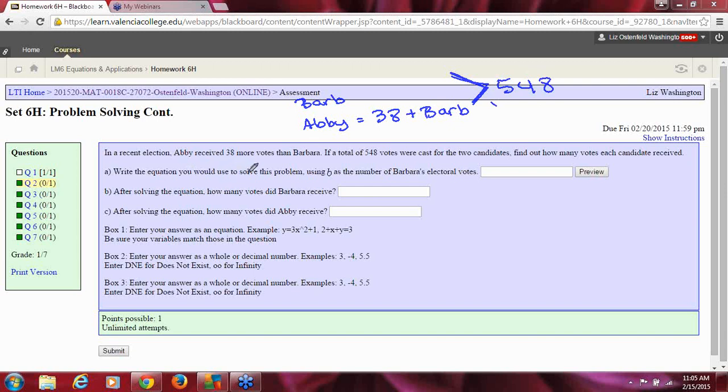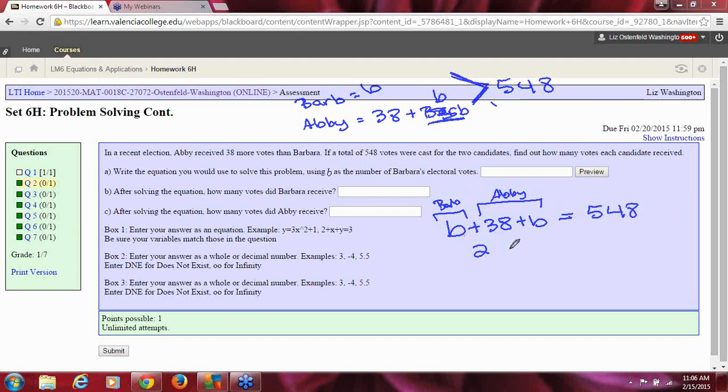Write the equation you would use to solve this problem using B as the number of Barbara's votes. Okay, so I wrote Barb, but instead we're going to make that just B. So what I would say is that Barb was B and Abby was 38 plus B, and the total between both of those is 548.